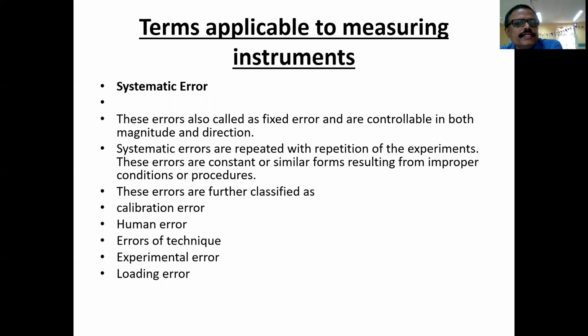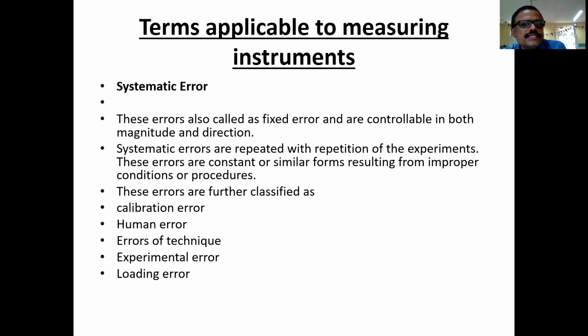Systematic errors means you know the cause, why it happens. These errors are also called fixed errors, and they are controllable in both magnitude and direction. So in fixed errors, it has a value in magnitude and direction. The systematic errors are repeated with repetition of the experiments. These errors are constant and they are similar forms resulting from improper conditions or procedures.